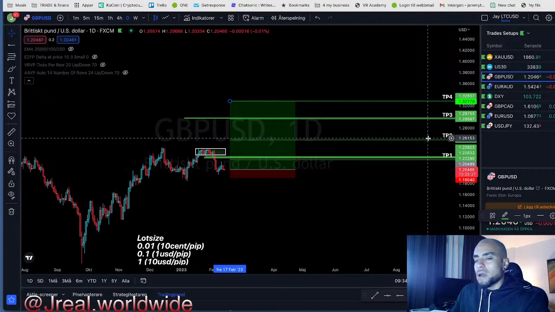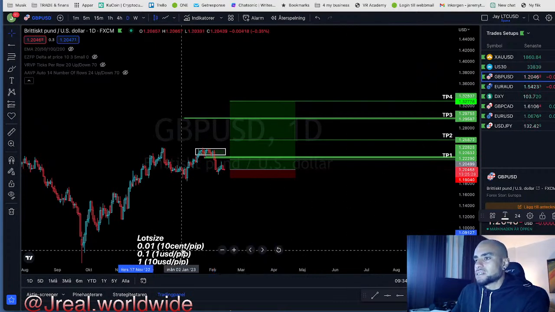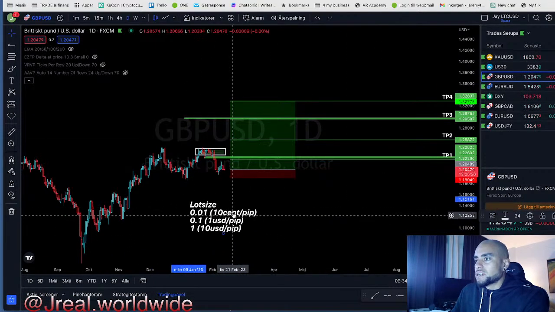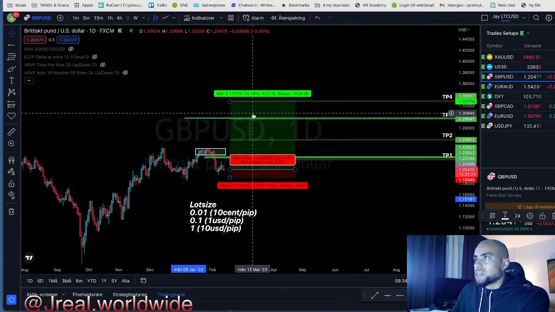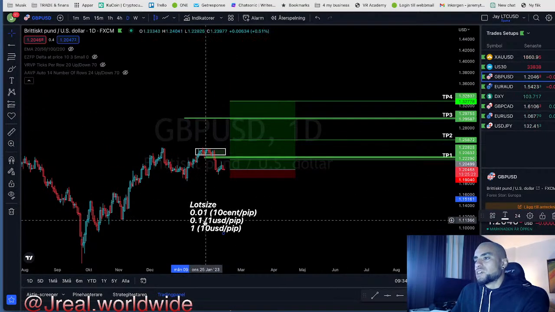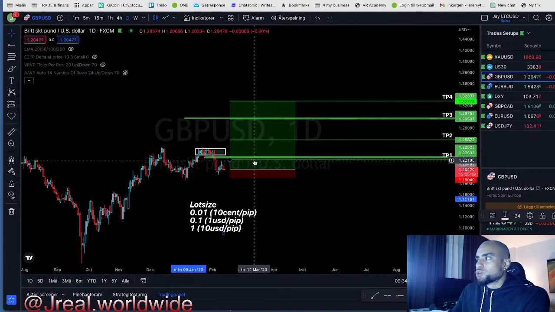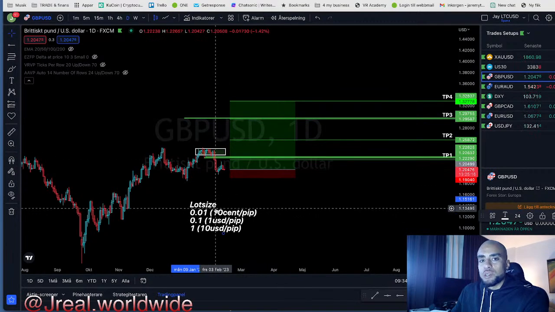When you put in a trade on your MetaTrader, let's say you want to put this trade in with lot size 0.1. Now, how are you going to do all these 4 TPs? What you have to do is split that trade up in 4. That one trade, you divide it in 4.